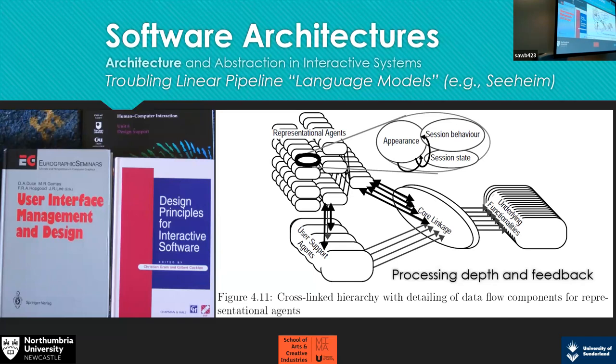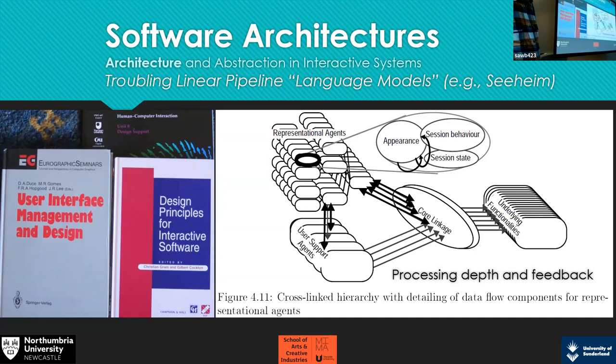We were originally working with linear pipelines, language models, the Seeheim model, and I'd published adaptations to that. But this was really before object-oriented, as object-oriented programming and design was breaking, that we thought that actually we needed a much more modular architecture. And Joëlle Coutaz in Grenoble, who was in the IFIP working group with me, where we published this team-written monograph. I don't think there's been many of those around. It's about this, but I won't go into the details. It really doesn't matter.